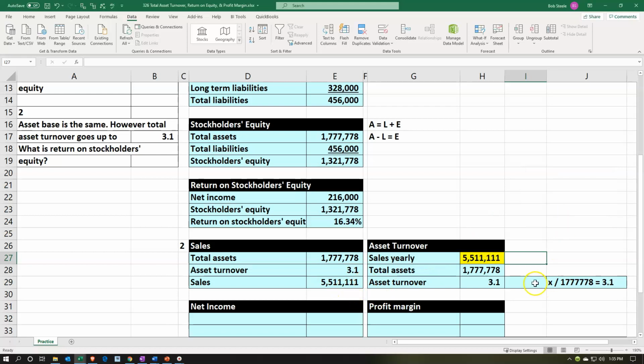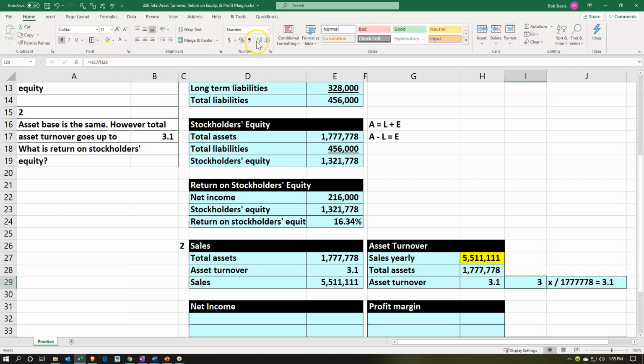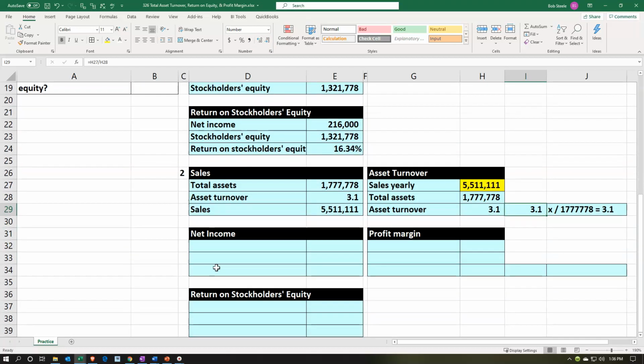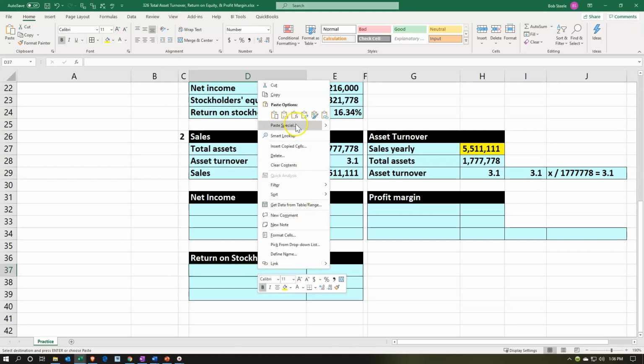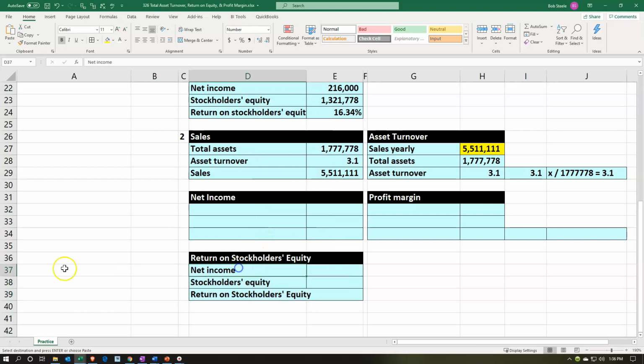That's the other way you can calculate that. You could double check your calculation by saying, all right, does that work? This number divided by this number should be 3.1. Let's go to the home tab, numbers, add a decimal to check it out. Looks like that did indeed work. So then we can do our net income calculation, because remember the bottom line number we're looking for is going to be, and let me just paste it here, net income divided by stockholders' equity. So we're looking for net income, stockholders' equity.